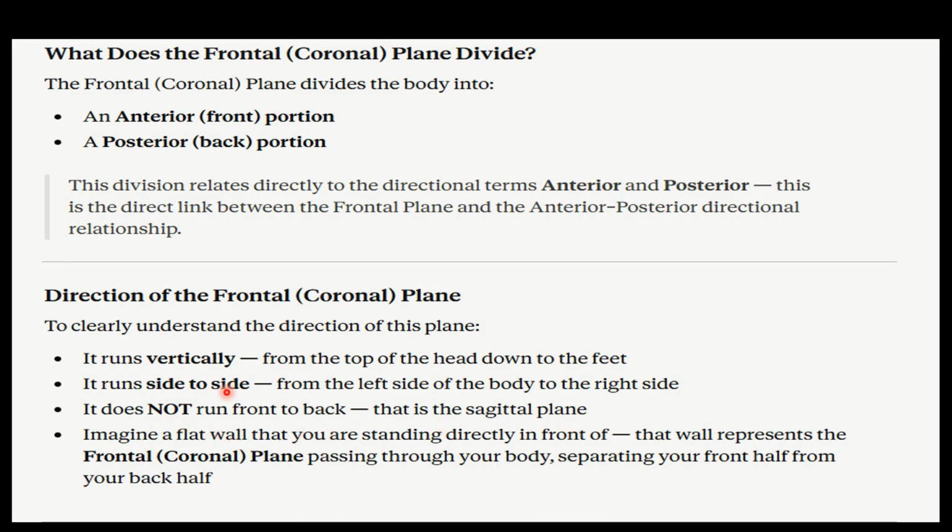Okay, so if it is going side, like a front to back, it is a sagittal plane. So you can simply imagine a flat wall that you are standing directly in front of. The wall represents the frontal coronal plane passing through your body, separating your front half and back half.